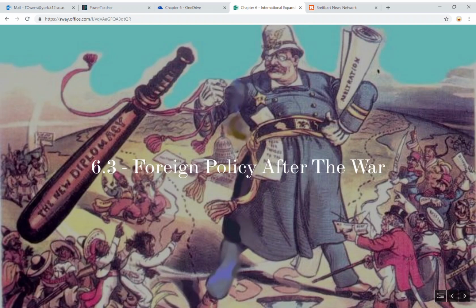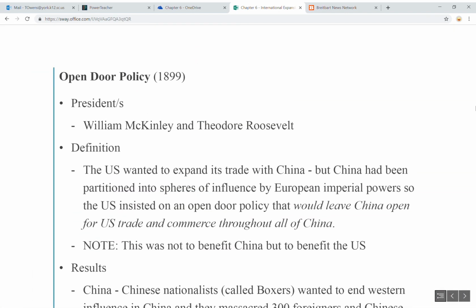Today we're going to look at foreign policy during the imperialist era. We're going to look at four policies that span from President McKinley to President Woodrow Wilson. The first one is the open door policy.